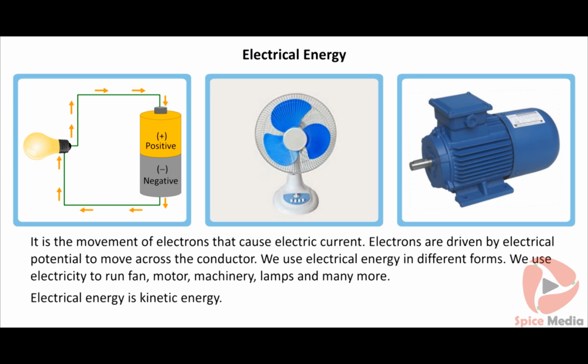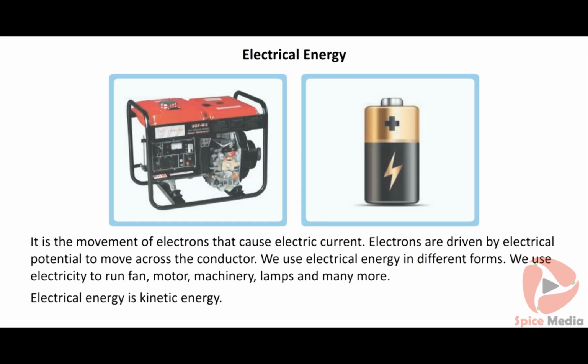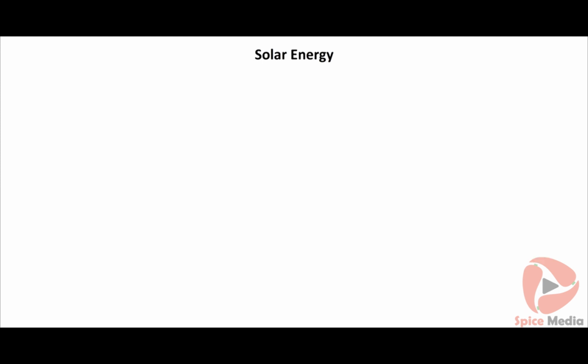The flow of electrons causes electric current. Electrons are driven by electrical potential to move across the conductor. We use electrical energy in different forms. We use electricity to run fans, motors, machinery, lamps, and many more. Electrical generators, batteries, and cells supply electricity.